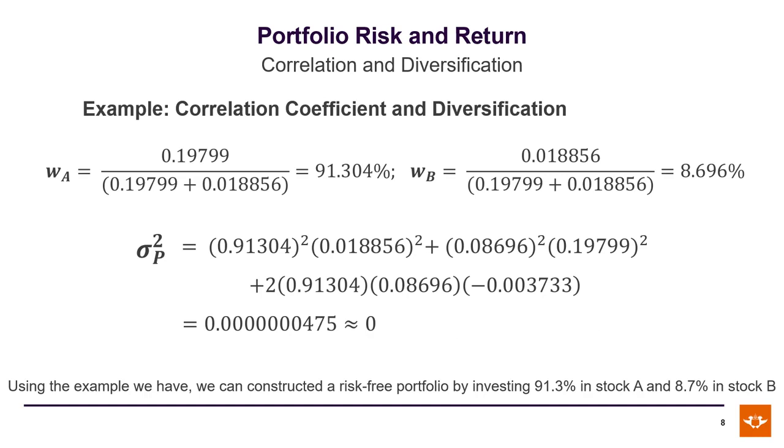And if we look at the two shares, if you invest around 91% of your portfolio in stock A and the remaining 9% in stock B, you will actually end up with a portfolio with a risk of 0.